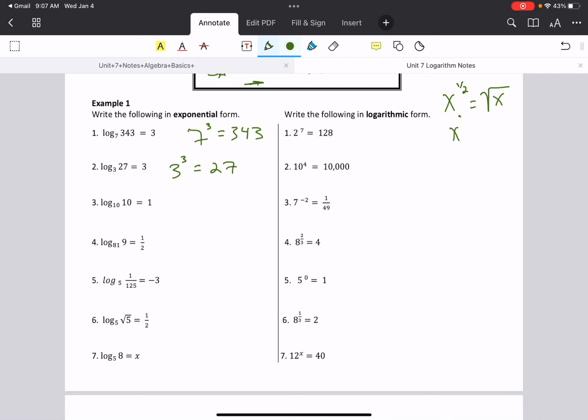X to the 1/3 is the same as the cube root of X. Yeah, this is something you guys did in Sec 2. X to the 2/3 is the same as the cube root of X squared. Fraction exponents to radicals. You with me? Familiar? So the reason I bring that up is because I want it to make sense to you that on this one over here, number 4, when I do 81 to the 1/2 equals 9, that should make sense because what's the square root of 81? 9. And a 1/2 exponent is a square root.